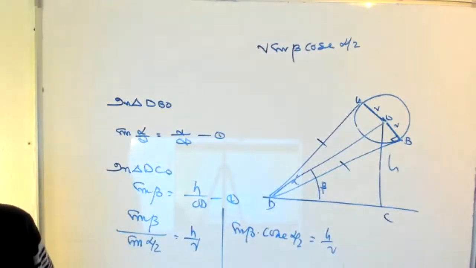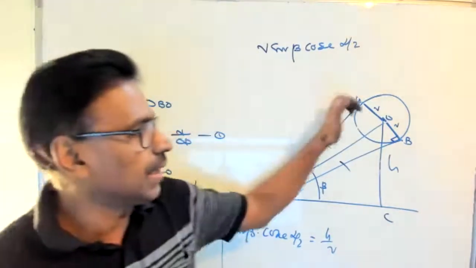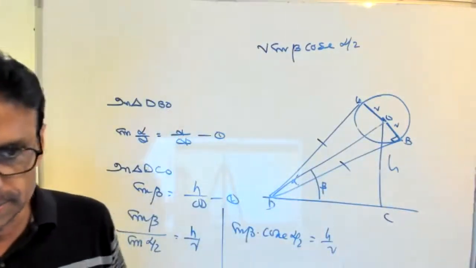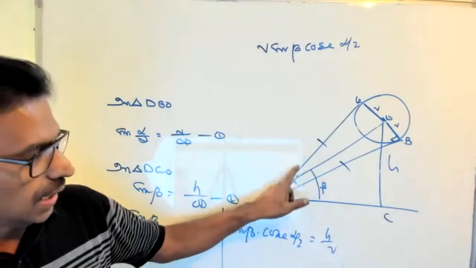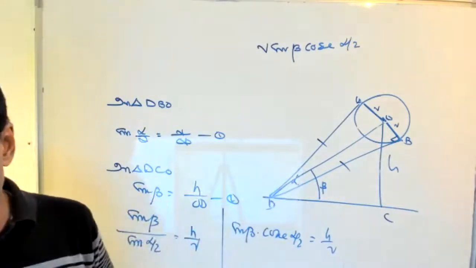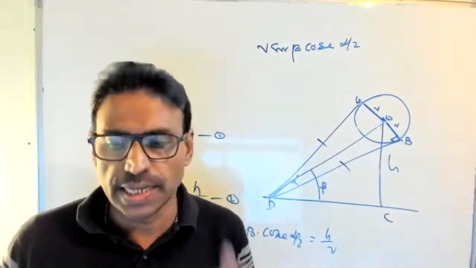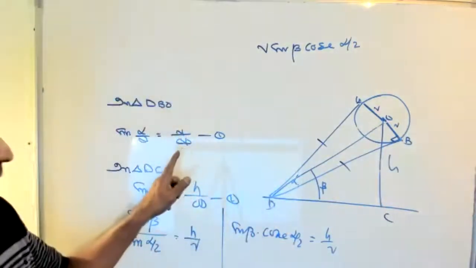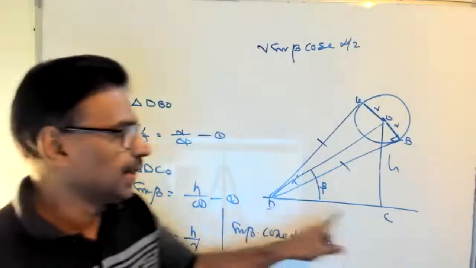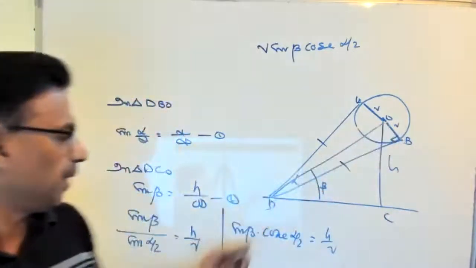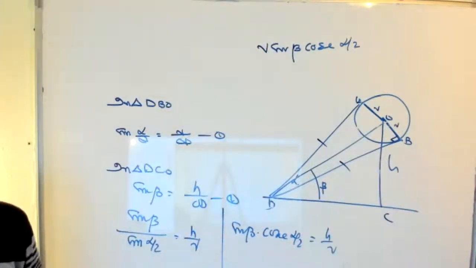Okay, copy first. Clear now? Once again, first you show triangle DAO and DBO congruent by SSS. Then these angles are alpha by 2. Then in triangle DBO, you take sine alpha by 2. That is here. Then in triangle DCO, you take sine beta, H by OD. Dividing, you'll get the answer. Okay, do first.